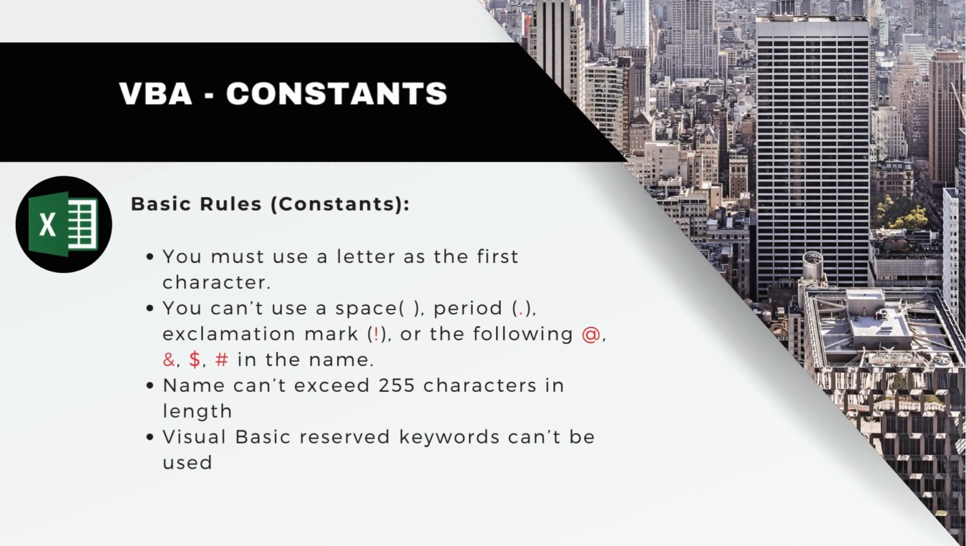All right, so the basic rules of constants are such that you must use a letter as the first character. You can't use a space, a period, exclamation mark, or the following: at sign, ampersand, dollar sign, and numeric sign in the name. The name can't exceed 255 characters in length. Visual Basic reserved keywords can't be used.